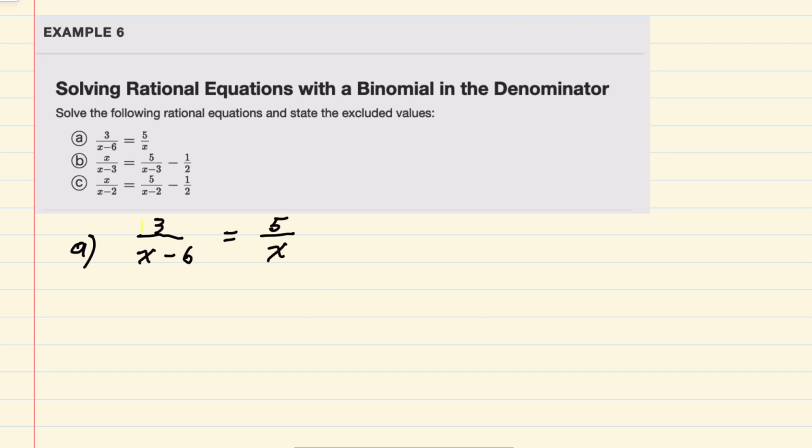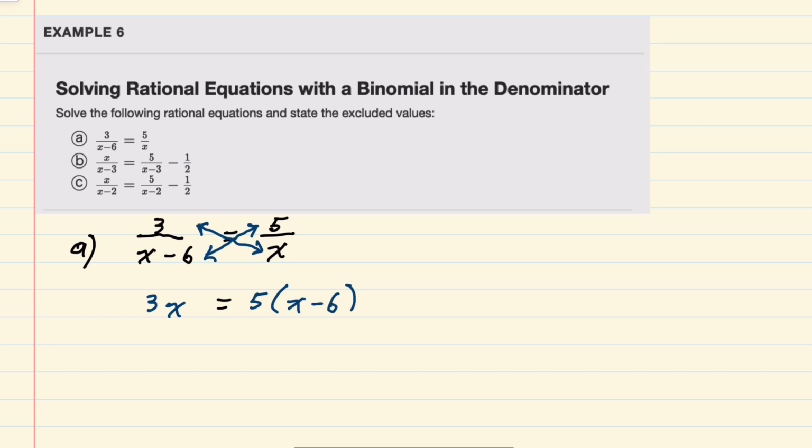Since we have a single fraction on the left and a single fraction on the right, we can cross multiply. Multiplying this way, 3 times x gives us a 3x, and this will be equal to, multiplying on the other diagonal, we have 5 times x minus 6.